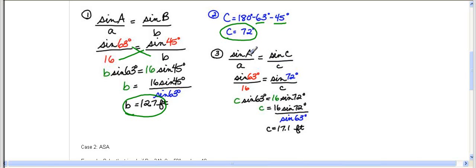So now we're going to use the known ratio that we have, sine A over A, and set it equal to sine C over C, and fill in the values that we know. So we have from this that sine of 63 over 16 is equal to sine of 72 over C. Cross multiplying gives us C times sine of 63 degrees is equal to 16 times sine of 72. Then we can divide both sides by sine of 63, and then using our calculator we get that C is 17.1 feet.